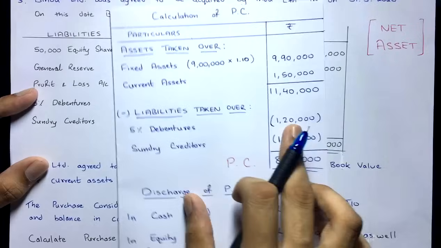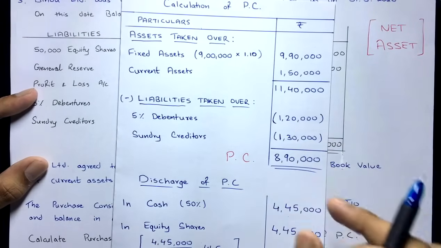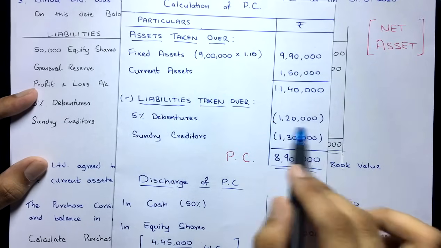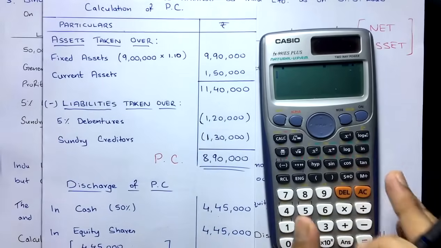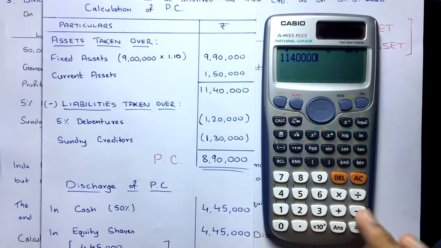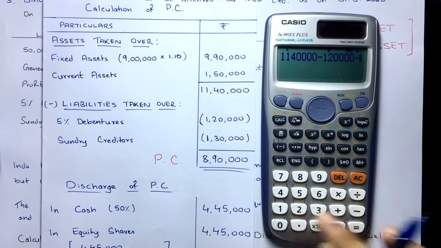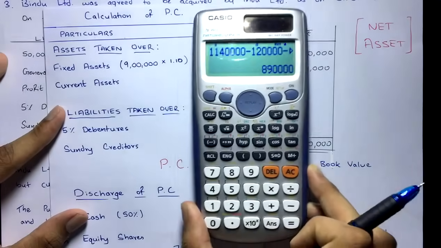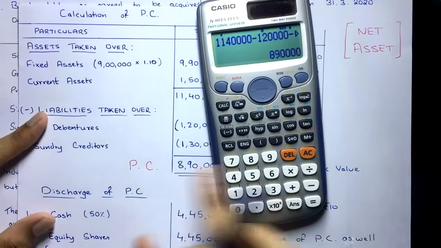Okay, 5% debentures 1,20,000 and sundry creditors 1,30,000 in the brackets. Why in the brackets? Because you have to subtract, right? So that is why in the brackets. If you deduct these two from the total assets, see here, 11,40,000 minus 1,20,000 minus 1,30,000, you get 8,90,000. Yeah, 8,90,000 as the purchase consideration, PC.